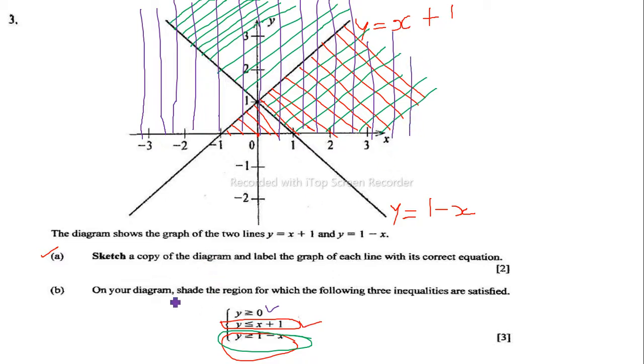All right, so on your diagram, shade the region for which the three inequalities are satisfied. Where are the three inequalities satisfied? All three. What did you say? Where are all three satisfied? All three of the equations satisfied? They are satisfied up top, right there, isn't it?